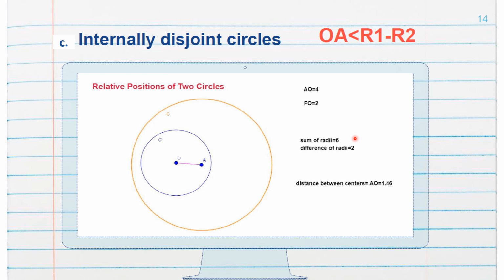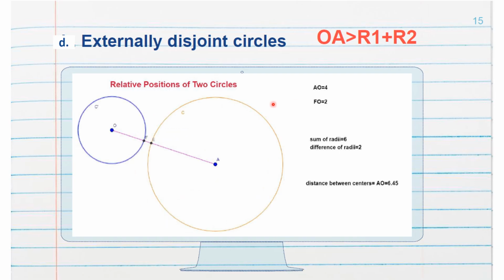Is it equal to the sum? No. Is it equal to the difference? No. This one is less than the difference between the two radii. So AO is less than R1 minus R2. We say these two circles are internally disjoint.